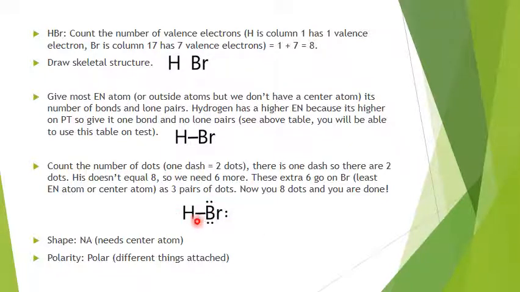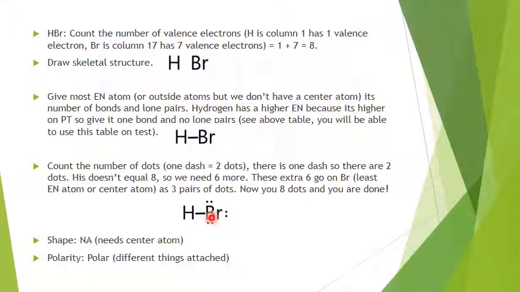Okay, so now the shape of this molecule. We have linear, trigonal planar, tetrahedral, trigonal pyramidal, and bent, and you go back and look at it. Okay, you won't see any of them look like this. This does not have a center atom, so this does not have a shape that's associated with it. This is a polar molecule because it has different things attached.